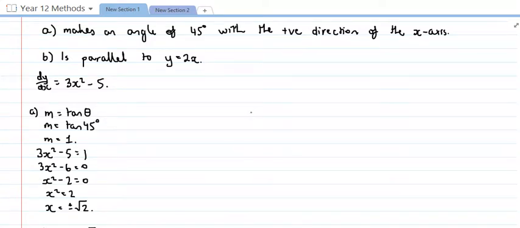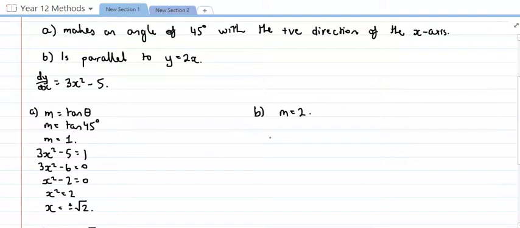Righto, so continuing on, going to do the part B now. So in this part B we want to be parallel to the line y equals 2x. Straight away we can see that the gradient there is equal to 2, because the gradient is always the number in front of x in a linear equation.